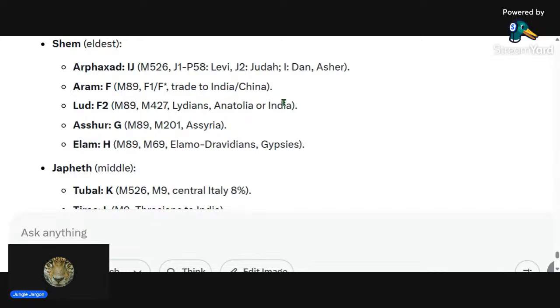Or actually, I don't know. Maybe they did go to India. I don't know. But I was thinking the F went to India because of the trade with India. So Asher has his own marker. It's M201. Elam has his marker. It's M69. Elamo-Dravidians and Gypsies.